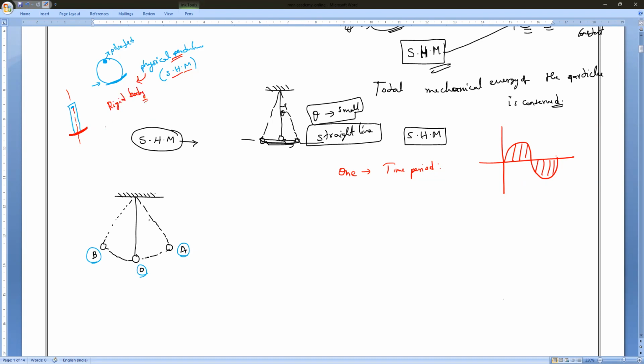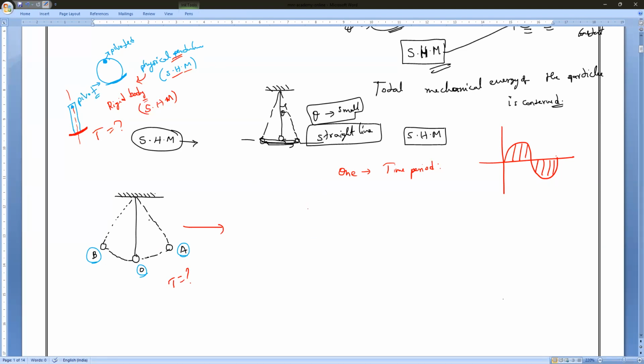If it is making a small displacement, a to-and-fro motion from its mean position about an axis of rotation, that is the pivoted point, then that is called a physical pendulum. For that also we say SHM only. Of course, you are going to calculate the time period for this one and for this one also. Clear? Of course, the physical pendulum and all we will study in 11th. Don't worry about that. Now, coming to the simple pendulum.